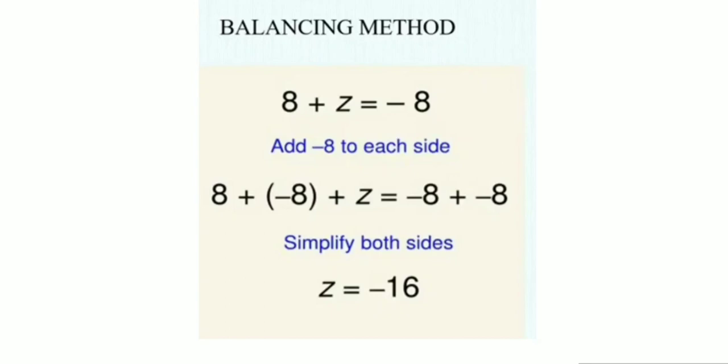Okay. So 8 and minus 8 both will cancel. What is left here? Z. And on the right hand side minus 8 and minus 8. This is equal to minus 16. So the answer is what? Z is equal to minus 16.